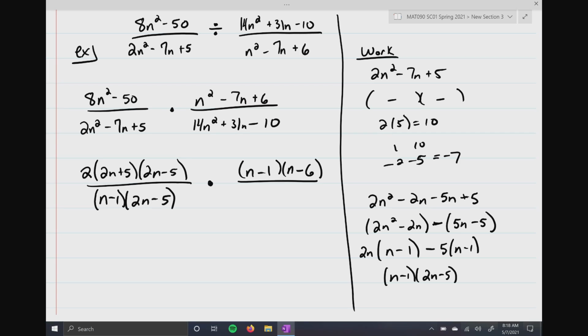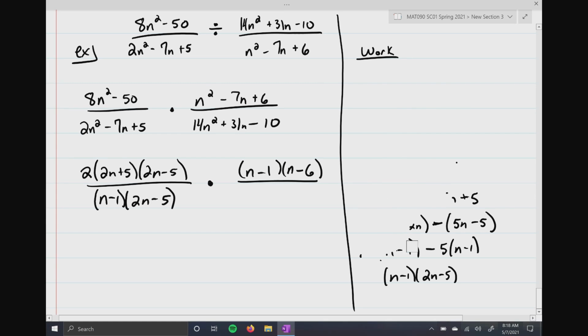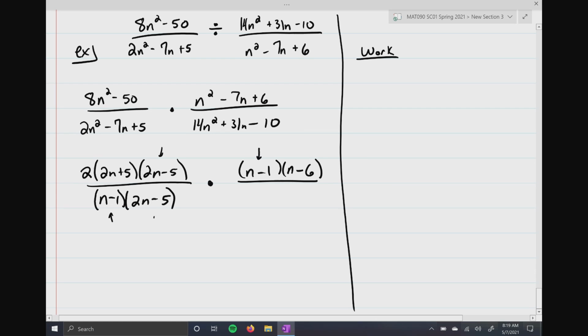Anyways, so now we need to factor the last one, okay? So we're going to be smart about this. What I mean by that is my goal is to get you to reduce things. In order for me to reduce, I need to have the same stuff in the numerator as the denominator. So I can already see the n minus 1s reduce. The 2n minus 5s reduce also. I could see that right from here. Whatever this happens to be, I bet you one of them is going to be either 2n plus 5 or n minus 6.